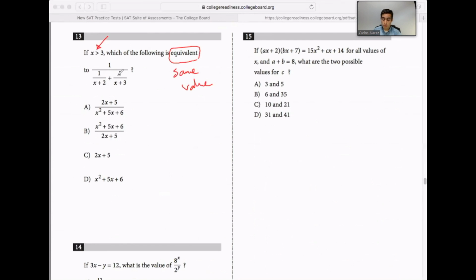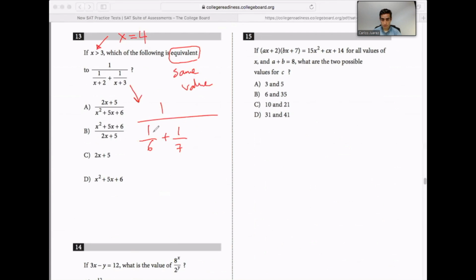So while a lot of people will start doing algebra and combining fractions and finding common denominators and who knows what, I recommend that you plug in easy numbers. And if they're telling us that x must be greater than 3, why in the world not just use x equals 4? That's it. So let's go ahead and plug that in and see what happens. Ready? If we have then, let me just rewrite this for you. 1 over 4 plus 2 is 6, plus 1 over 4 plus 3, that's 7.